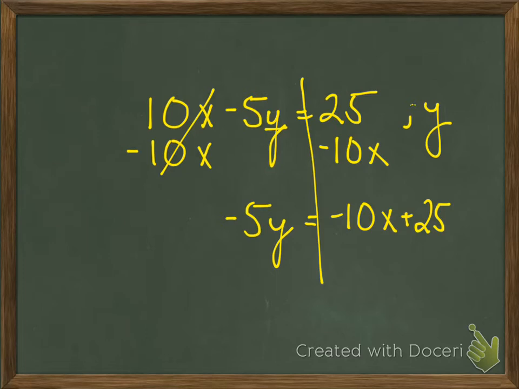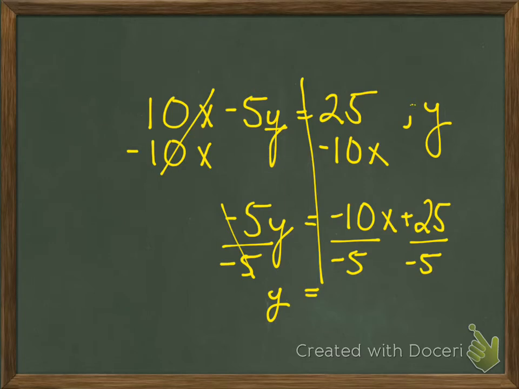So in order to get rid of the negative 5, I divide by a negative 5, but be careful. Divide everybody by negative 5. So important. What you do to one side, you do equally to all terms on the other side. So that cancels out, leaves me my y.